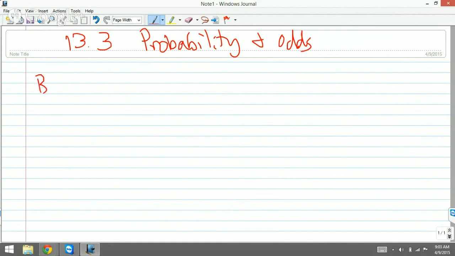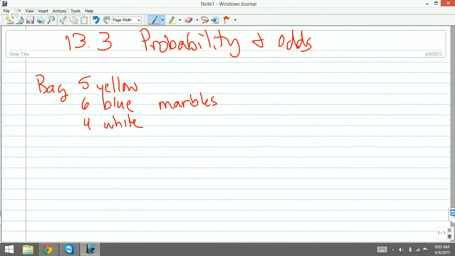Let's say you have a bag and it has marbles in it, right? So 5 are yellow. You're not going to have to do too much of this. Simple stuff. 6 are blue. 4 are white. What is the probability that you pull a yellow?